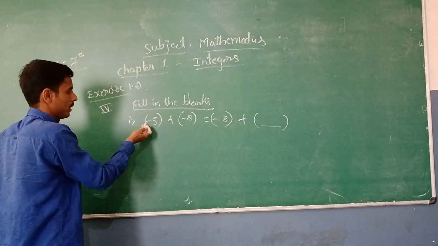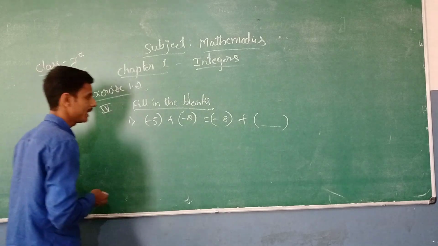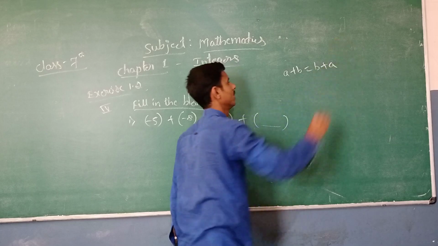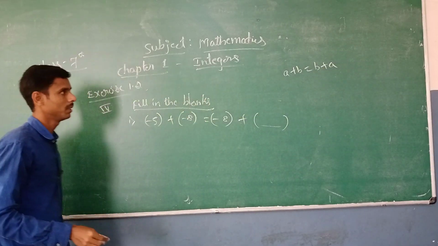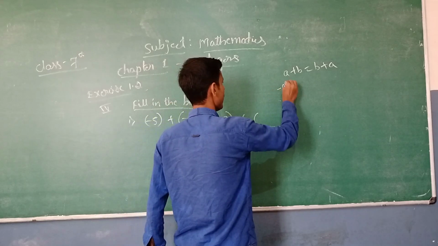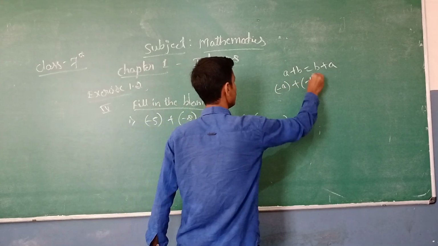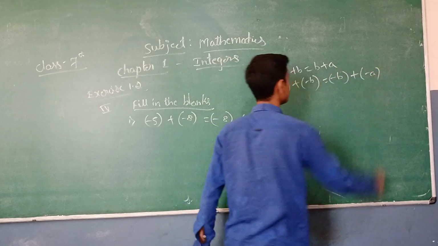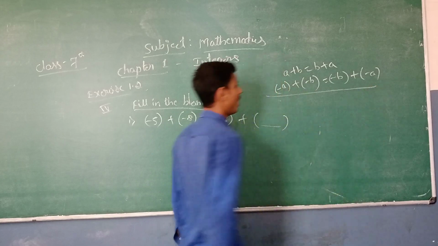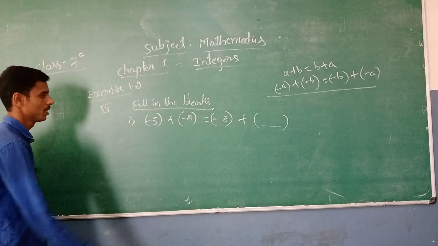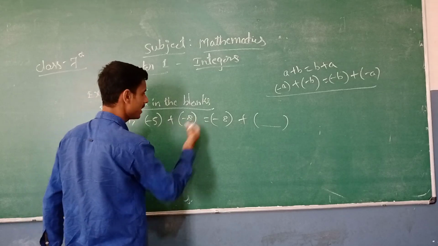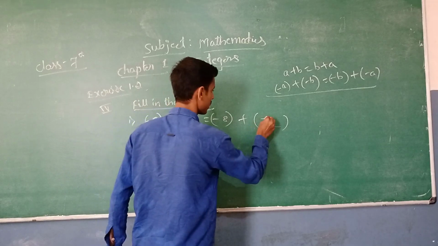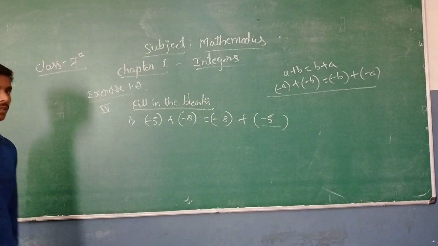See, we have already studied a property, that is a plus b equals b plus a, or minus a plus minus b is the same as minus b plus of minus a. This is which property? Commutative property. We already studied. So minus 5 plus of minus 8 is the same as minus 8 plus of minus 5. In the blank we will write minus 5.